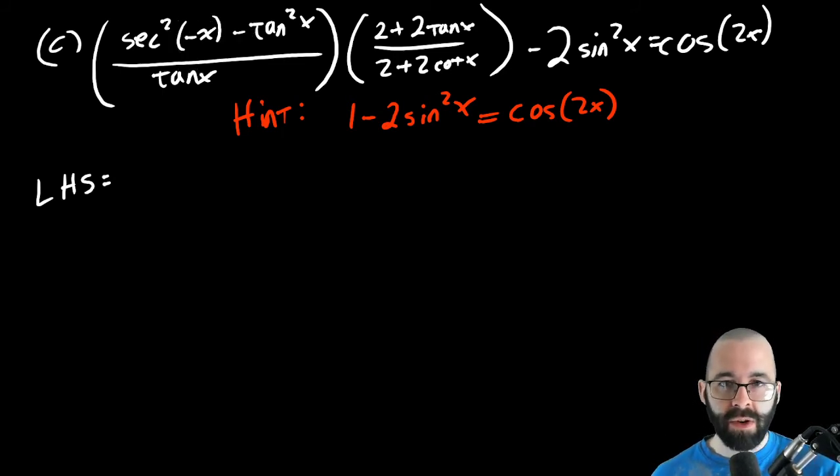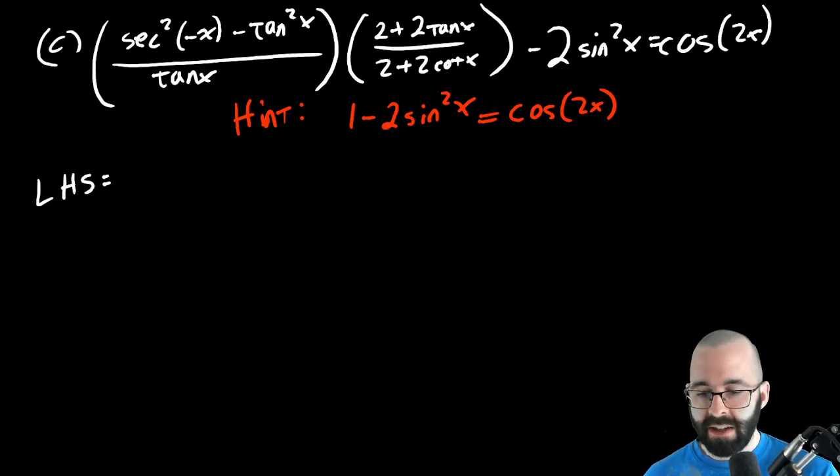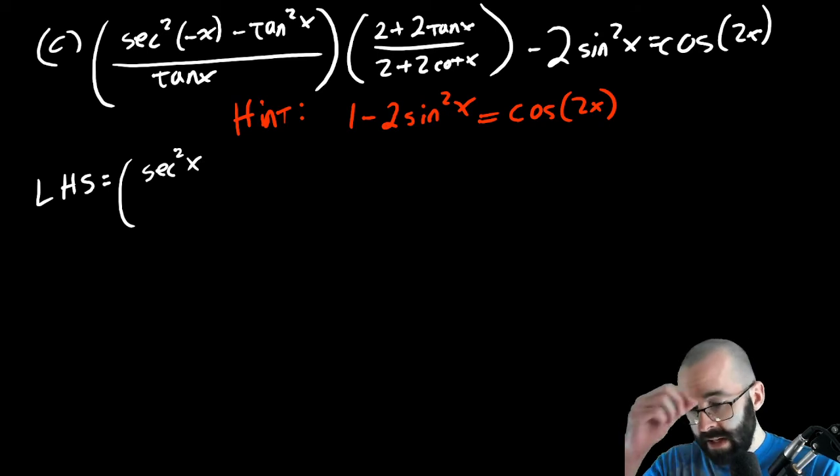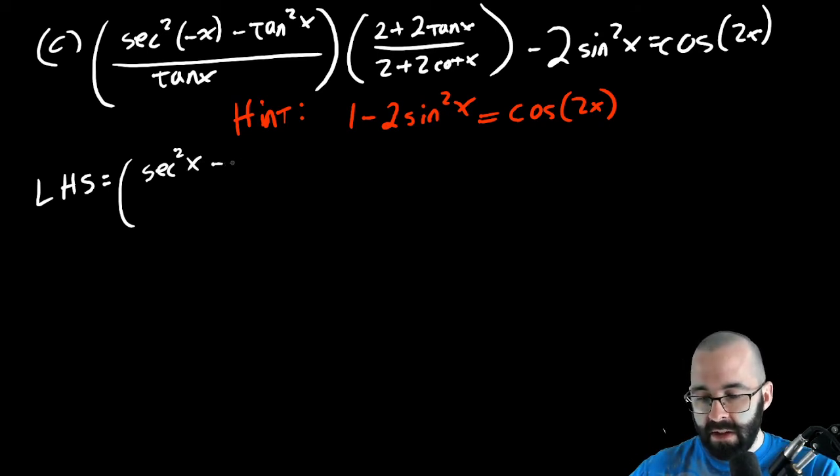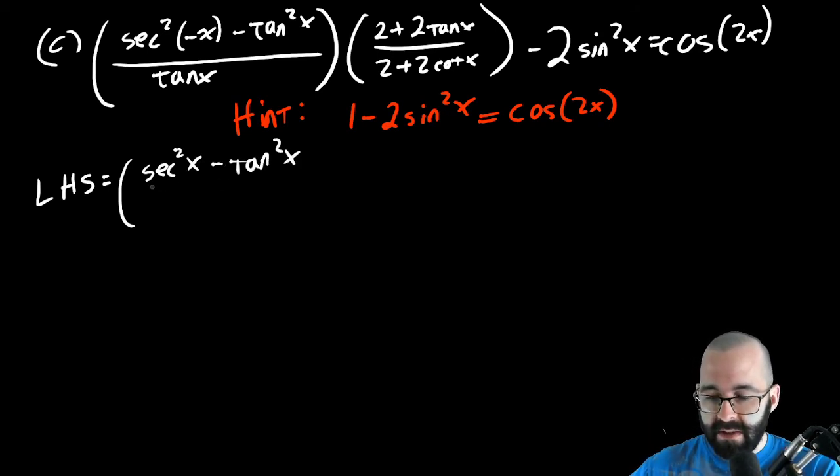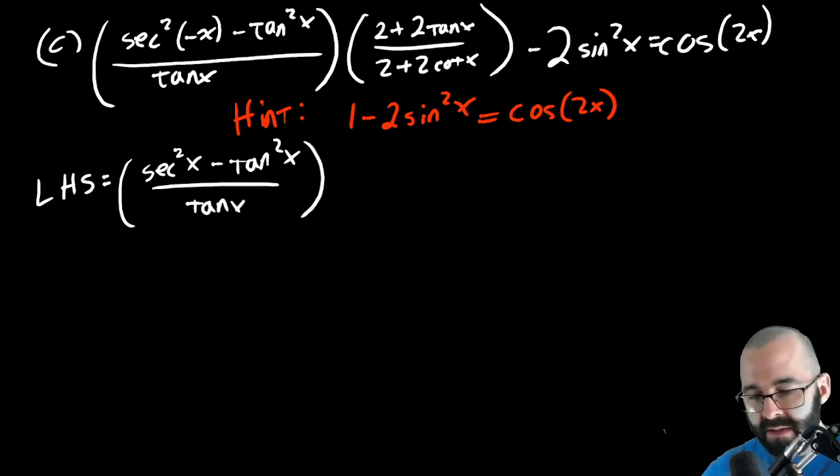Cosine and its reciprocal are even functions. So cosine and secant are even functions. This exactly becomes just secant squared of positive x. All right, we don't need the parentheses here. Secant squared of positive x minus tangent squared of x all over tangent of x. So we've simplified that first thing.